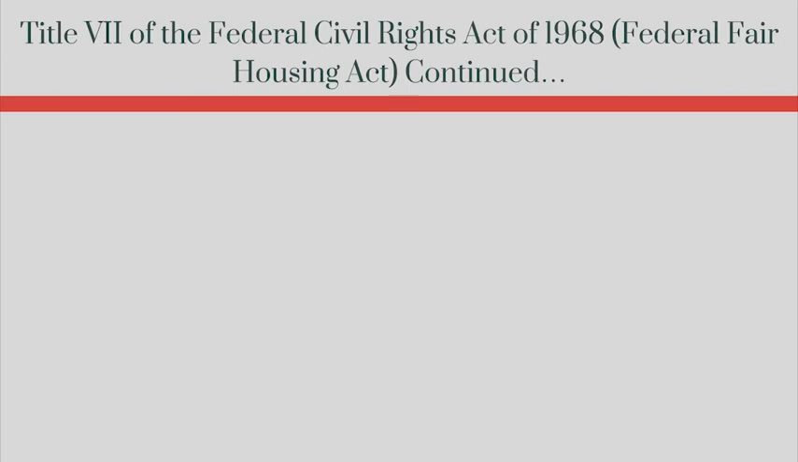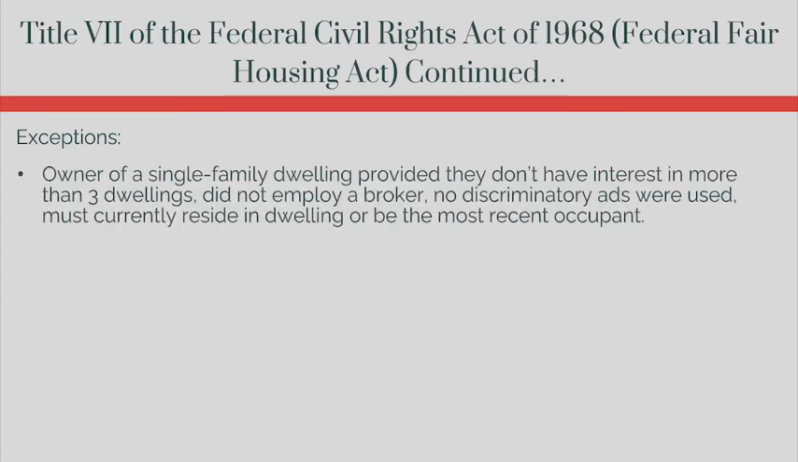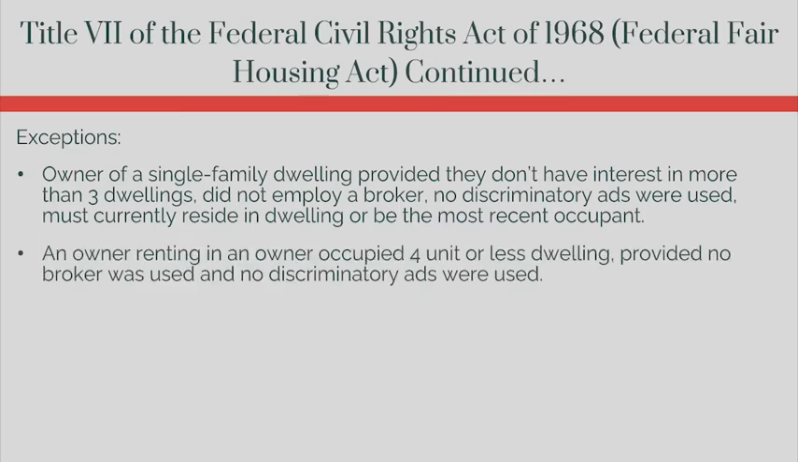Title VII of the Federal Civil Rights Act of 1968 continued. There are some exceptions. Owner of a single-family dwelling, provided they don't have interest in more than 3 dwellings, did not employ a broker, no discriminatory ads were used, must currently reside in dwelling or be the most recent occupant.